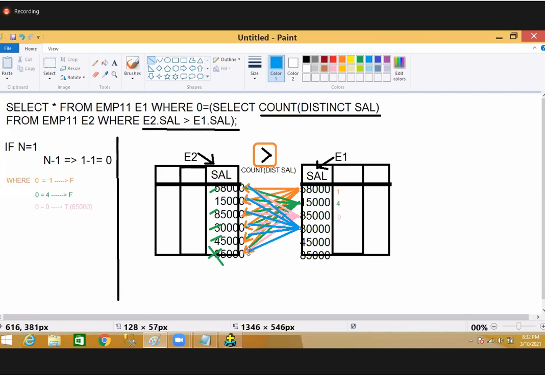Yes, now tell me. 30,000 above, how many values are there? Yeah, one value, 2 values, 3 values, and 4. So 4 values are more than 30,000. 4 values are more than 30,000. Okay? But in this, a duplicate is there, right?